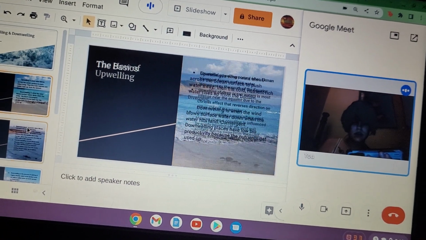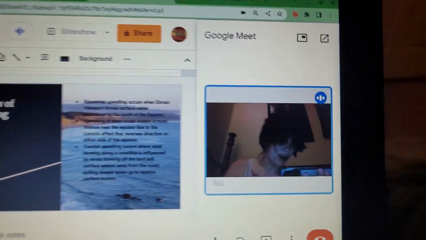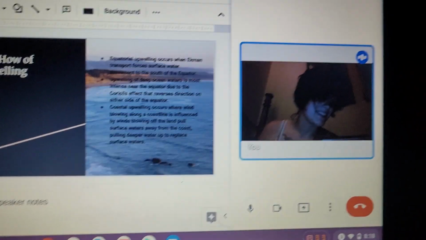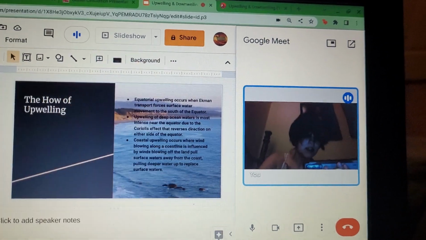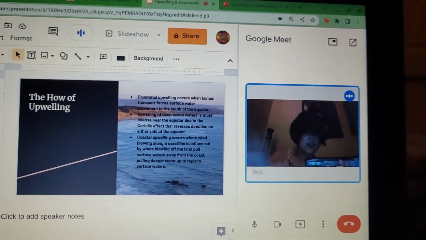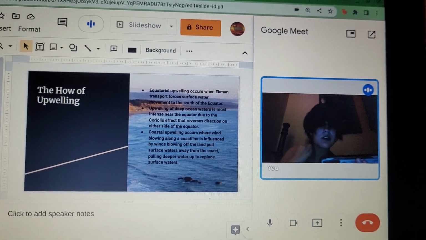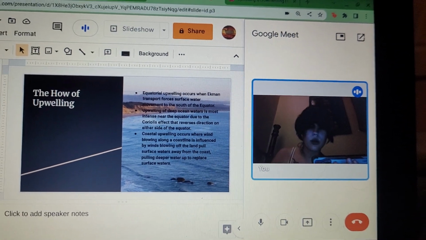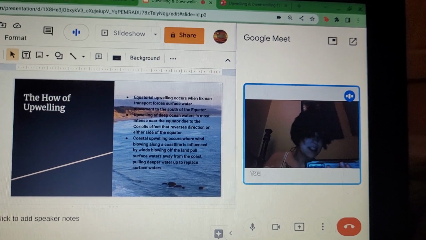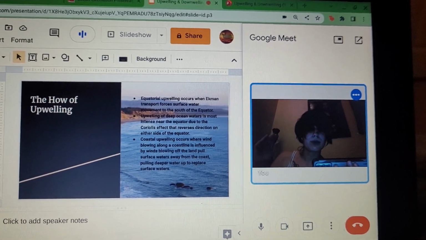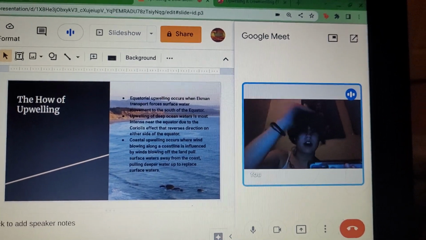Next up, how they work, or some science behind it. The ones near the equator are the more intense ones because of the Coriolis effect, and it reverses the whole direction on either side of the equator, so that's pushing the water down that way.